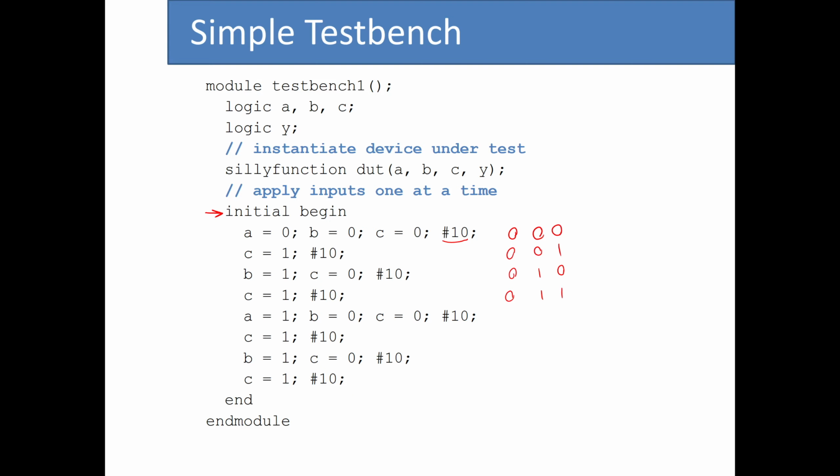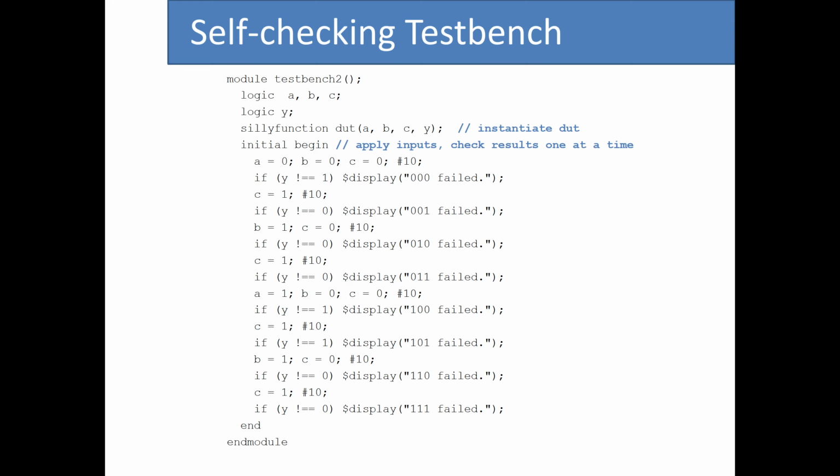So this is a very simple test bench. There is no check for whether the outputs are correct or not. That brings us to the other type of test bench that we can have, which is a self-checking test bench. For the self-checking test benches, we have some of the lines as before.